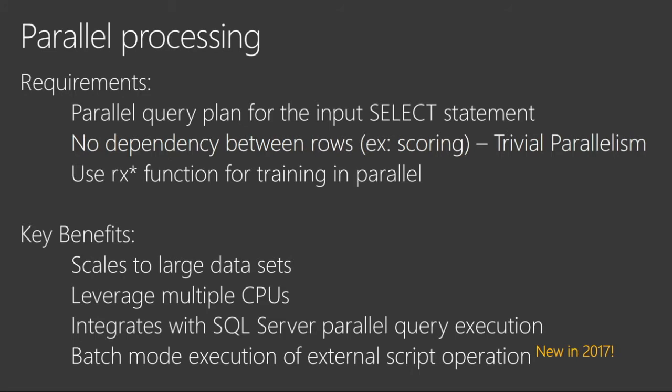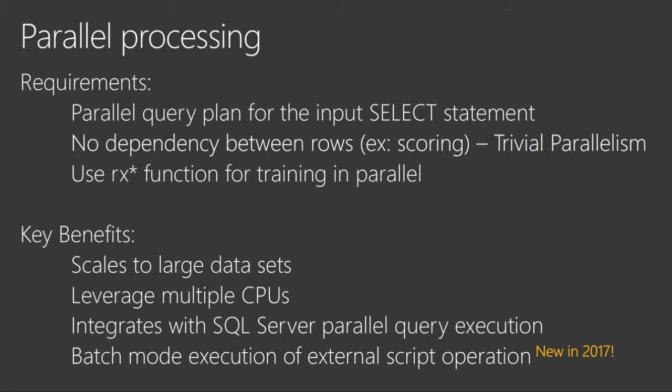The reason why we call it trivial parallelism is that there's no guarantee for which rows will go to which process. So it's basically nothing that we have control over. But if you have a parallel query plan for the input query that you're sending into the external script, and there's no dependency between the rows, for example on predictions, then you can leverage this. And for the RX functions, there is another way that we recommend for leveraging parallelism. There you can actually do the training in parallel, which is pretty cool.